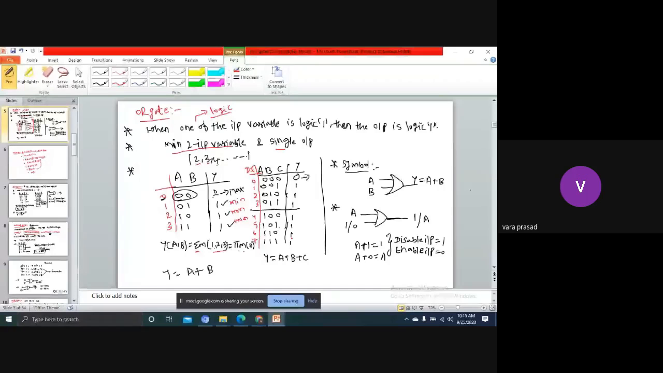You can tell me that y of a comma b comma c is equal to summation m of min terms. What did I say? All the combinations that generate 1 are min terms, all those marked with a red tick. These are all min terms. The decimal equivalents are 1 2 3 4 5 6 7. Okay, these all are min terms.